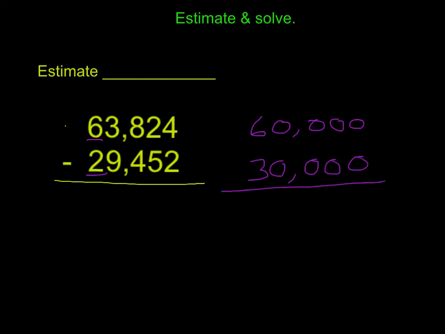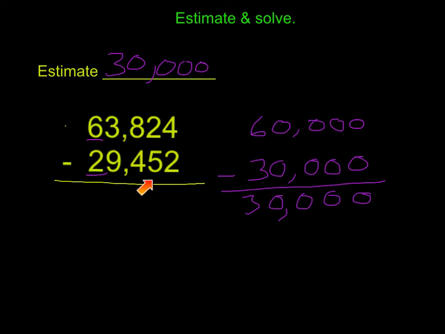So we get our estimation problem here, which is 60,000 subtract 30,000. And so we have 0, 0, 0, 0. 6 subtract 3 is 3. That gives us 30,000 as our estimate. So I'm just going to write that up here under our estimate, and edit right there where I made that look almost like a 6.